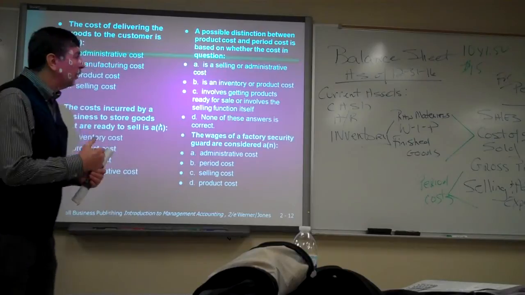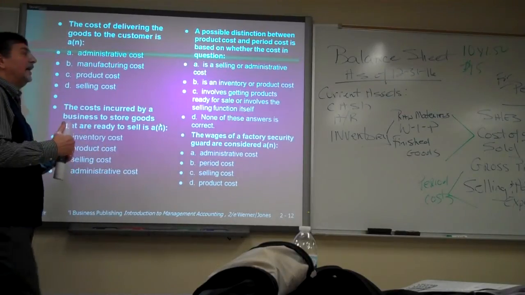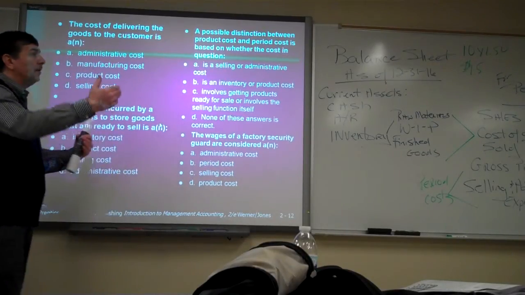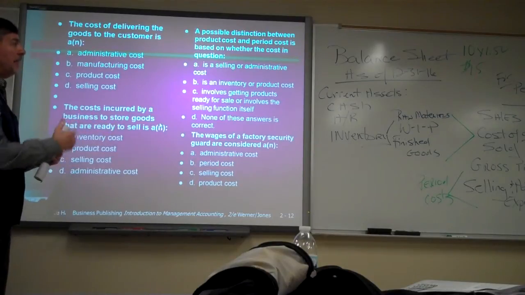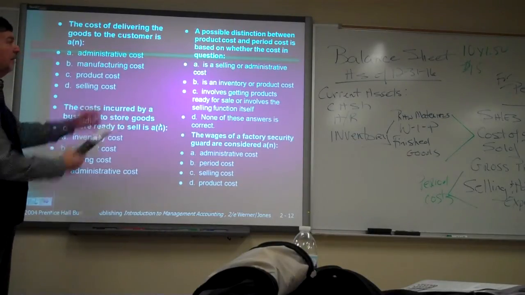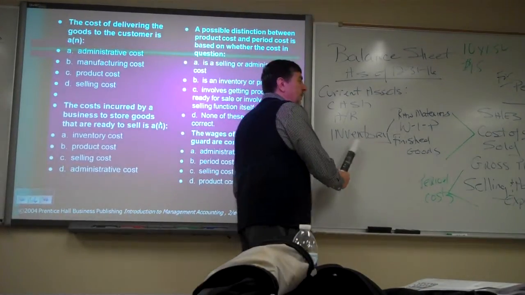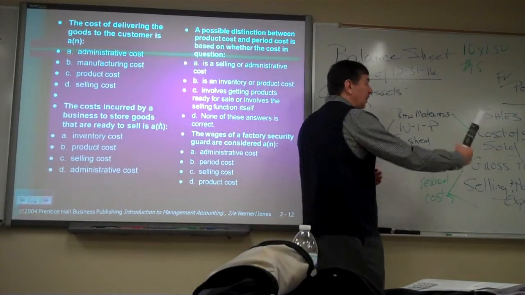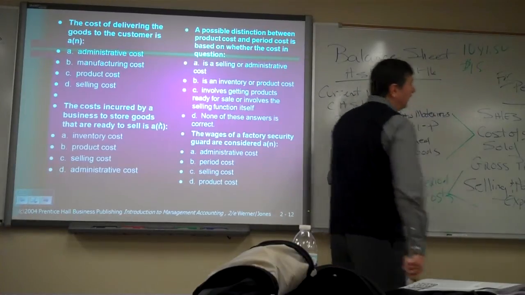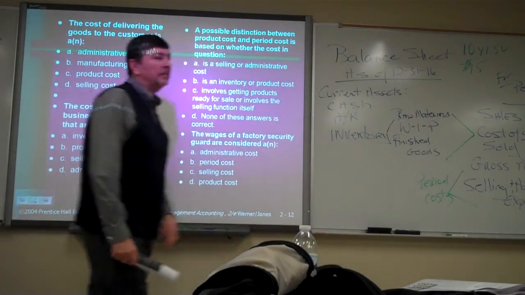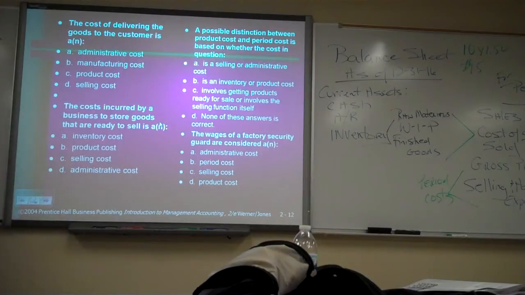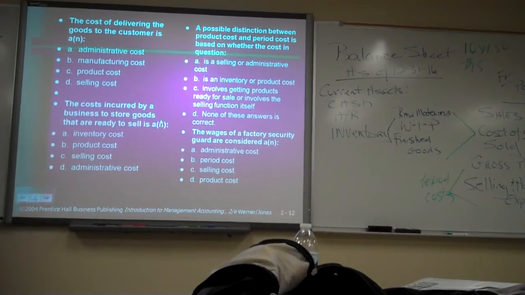Involves getting products ready for sale. So that's getting it into the inventory or the selling function. So that's the distinction that we've been given. So the answer is C, because getting products ready to sell is inventory cost. Once they're ready and then you're trying to sell them, that's a period cost. Because you're trying to get rid of them, you're trying to sell them. You're trying to sell tickets, you're trying to develop your audience, whatever.